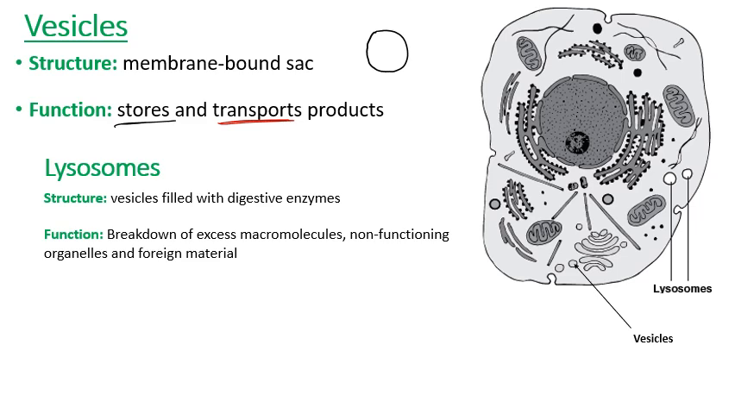There's also a few specific types of vesicles. So lysosomes are still vesicles, but they're filled with digestive enzymes. And similar to the enzymes that are in our stomach, they break down big molecules, which we call macromolecules. Macro meaning big. And the lysosomes, they also break down organelles that have broken or that have passed their useful life, and they also break down foreign material. So lysosomes are basically like a recycling factory.